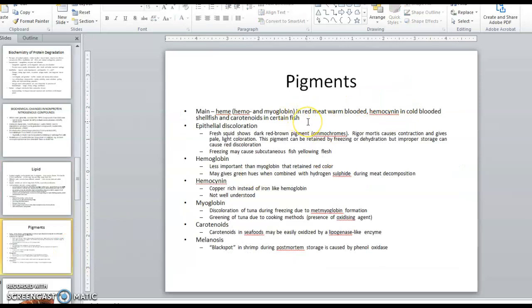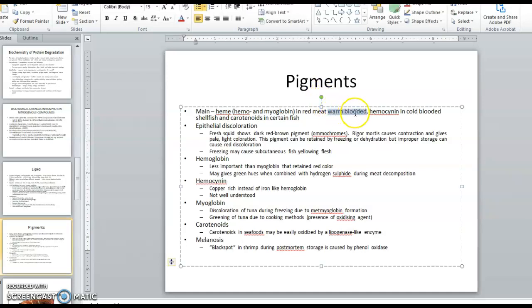Pigments are structures that give the color to the seafood. So logically, we want to retain the color of the seafood so it looks fresh. The main ones are hemoglobin and also myoglobin in the form of heme. Both of them contain heme. Heme is red in color, but usually the one that is retained in the muscle protein is myoglobin. Hemoglobin is actually the one that is in the blood. So when you drain the blood, the color is gone. What is retained is myoglobin.